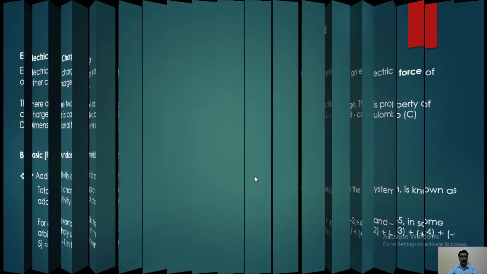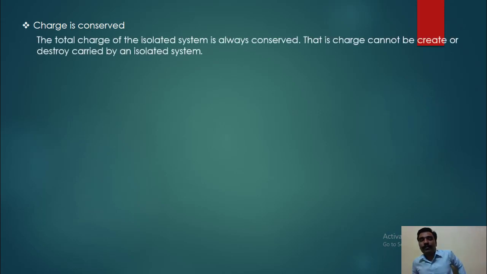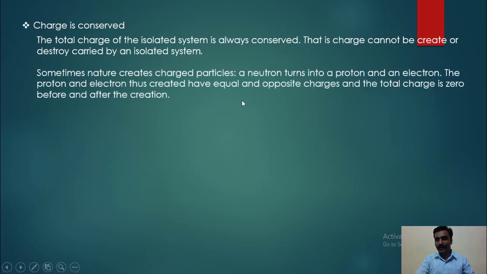Now, the second property is that charge is conserved. The meaning of this is that charge can neither be created nor destroyed. But nature sometimes produces charge, for example, a neutron turns into a proton and an electron. The proton carries a positive charge and the electron carries a negative charge. Remember, a proton is not a duplicate of an electron, because the proton's mass is different from the electron's. The copy or duplicate of an electron is a positron.